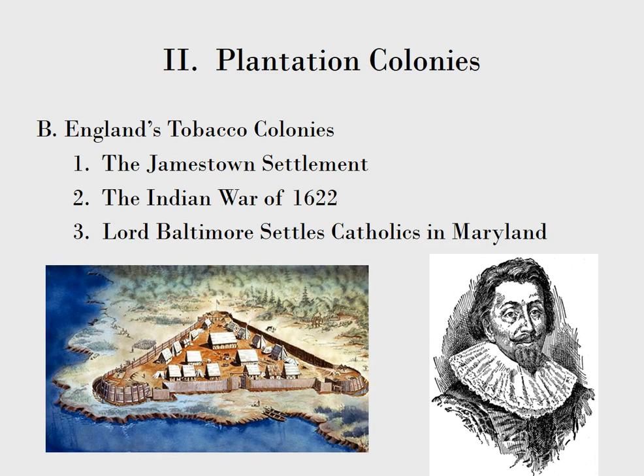1619, you have the House of Burgesses convened to make laws and levy taxes. This is going to be the first kind of organized European government in the colonies. There is plenty of government going on with the native populations, though. All right, 1622, you have an Indian War.